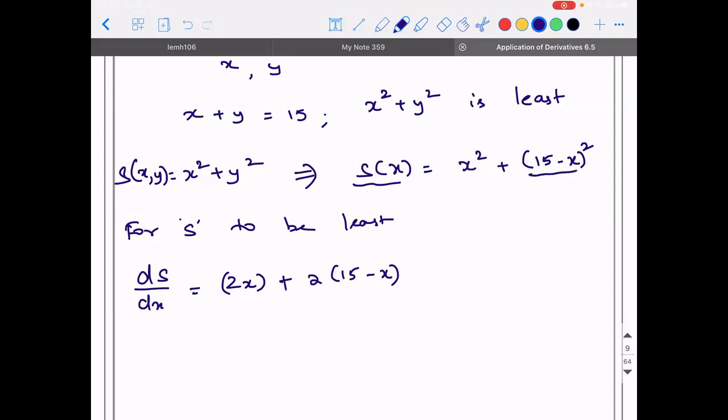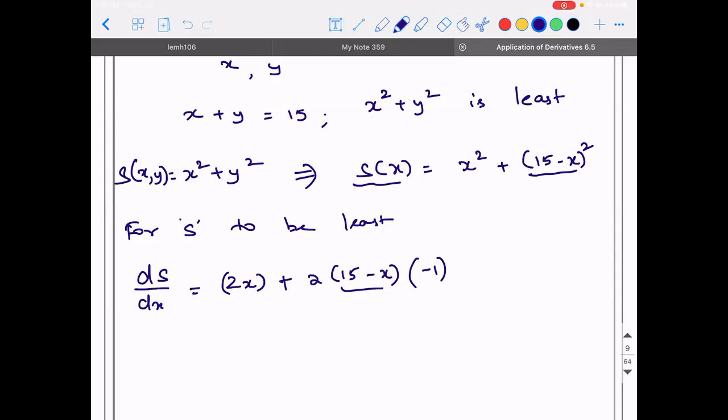See, 2 into 15 minus x into... I didn't differentiate this thing, 15 minus x. Guys, be very careful. Chain rule doesn't stop within the fifth chapter. Then what should come? Minus 1, sir. Yes. Sir, doubt, sir. Tell me.